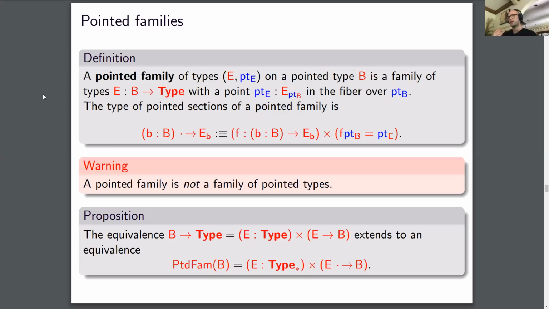And the thing I want to note here is that a pointed family is not the same thing as a family of pointed types. Pointed and family don't commute. And the reason is a family of pointed types is a family of types with a section. Whereas a pointed family, as this proposition on the bottom shows, is equivalent to a pointed type sitting over your pointed type via a pointed map.